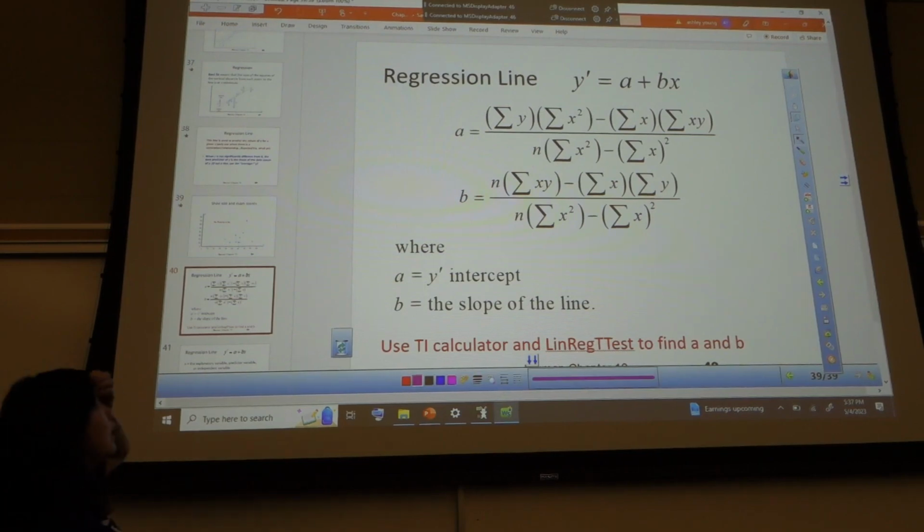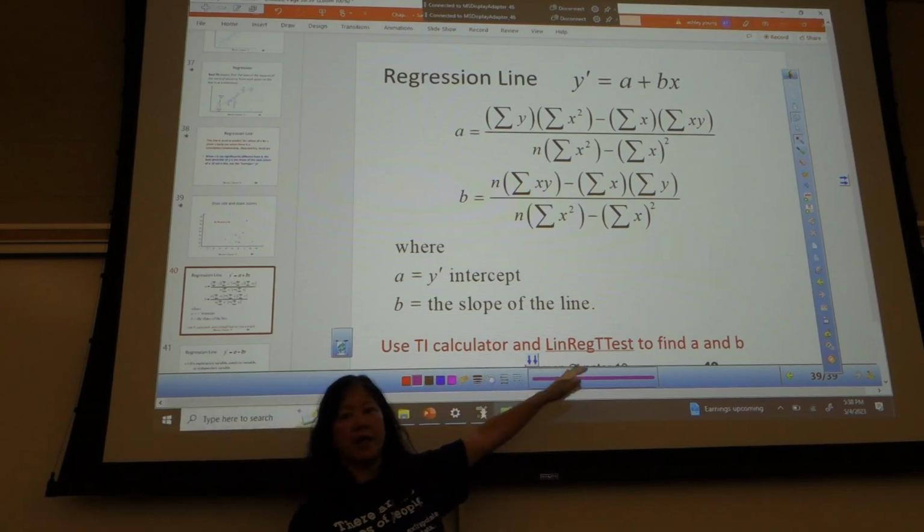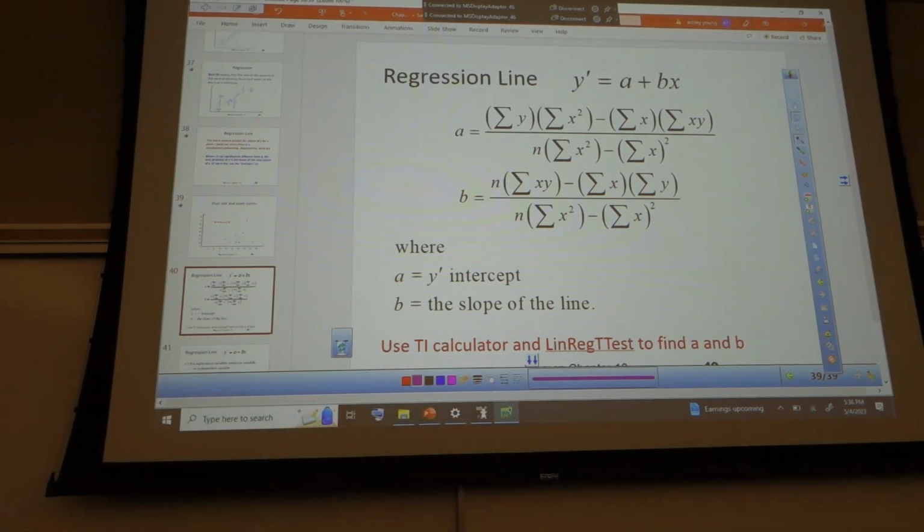However, we're just going to use the TI calculator and the linear regression t-test to find a and b. It's a lot simpler, a lot more straightforward. I know it's what everybody does nowadays.